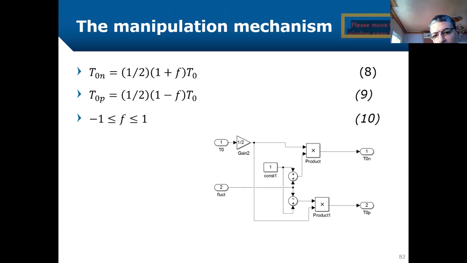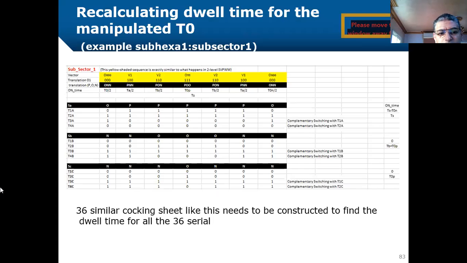This is the Simulink implementation for this mechanism. And now look, as we have two different values here, it's not simply T0 by 4, T0 by 2, T0 by 4, but we now have T0N by 2 and T0B and T0N by 2. Okay, something is wrong here.